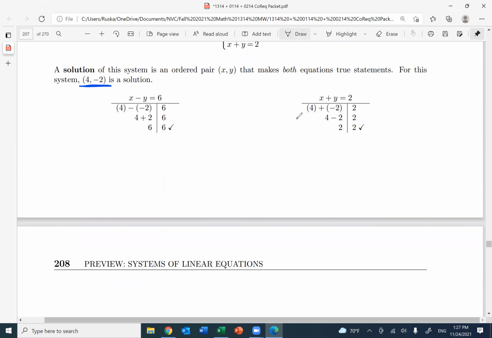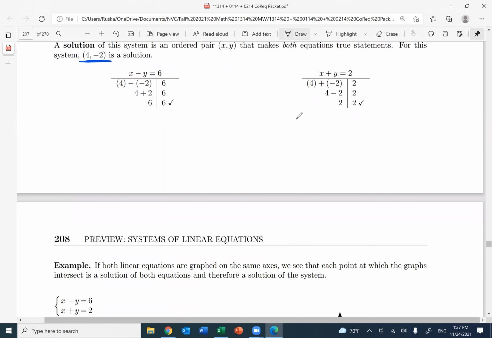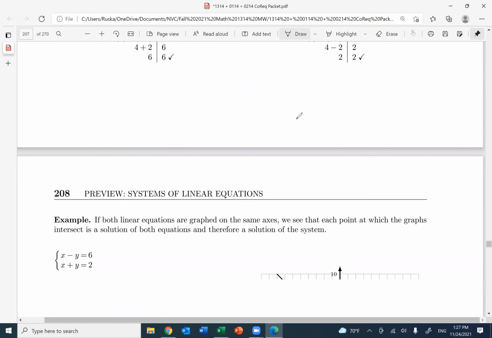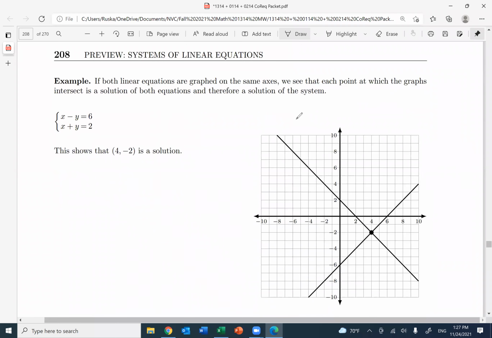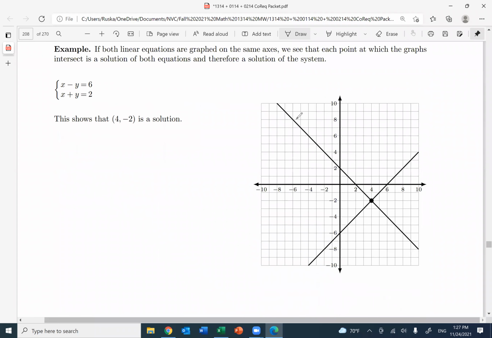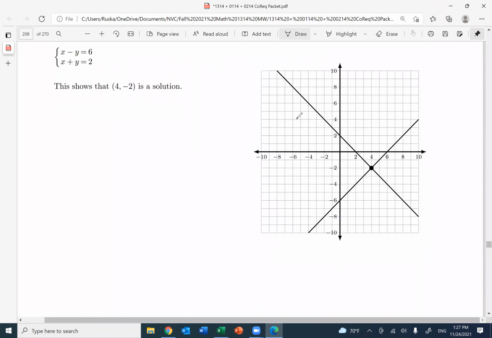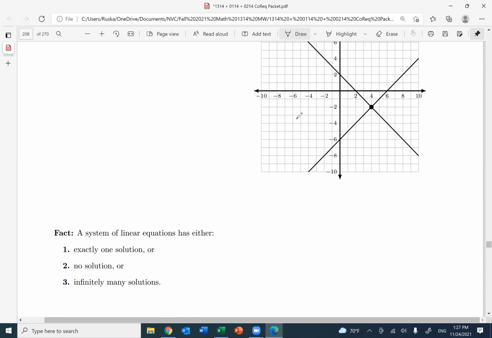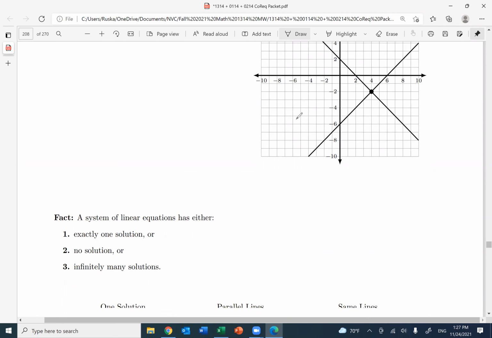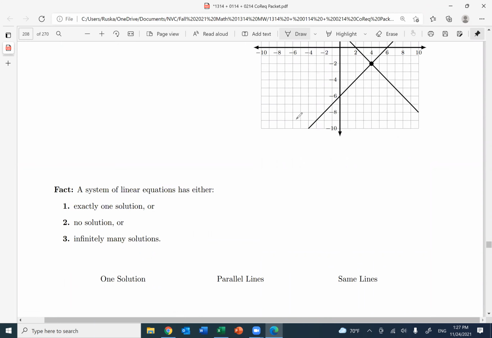Okay, we did something like that. And let's do this example here. Actually, they just give you the graph. They give you the graph of the two equations. We did something like that also. And the point where they intersect, that's the solution. Okay, and here you have the facts, which we already talked about.